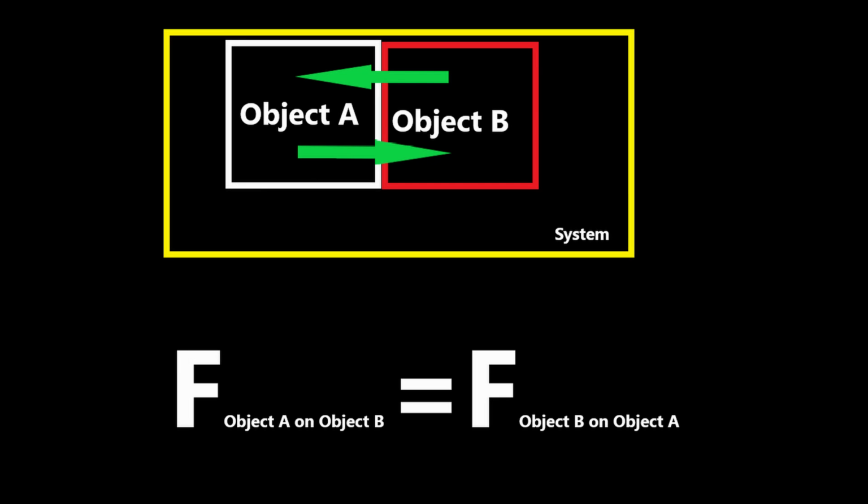To put this clearly, in a system with two objects, the force of the second object on the first is going to be equal in magnitude, but opposite in direction to the force of the first object on the second object. This can be represented by the following force equation. The force of object A on object B is equal to the force of object B on object A.